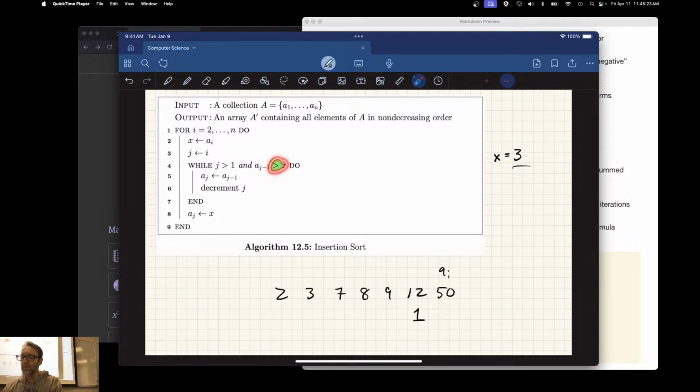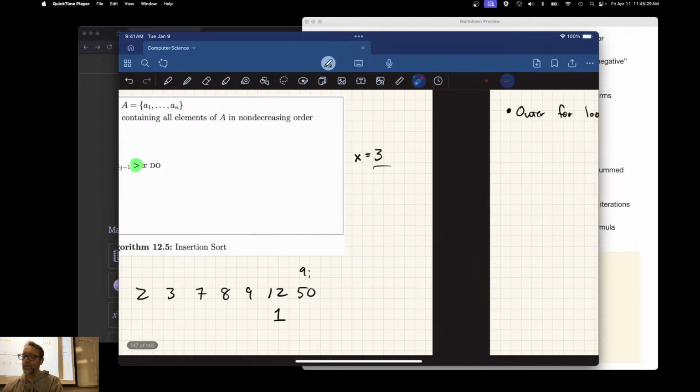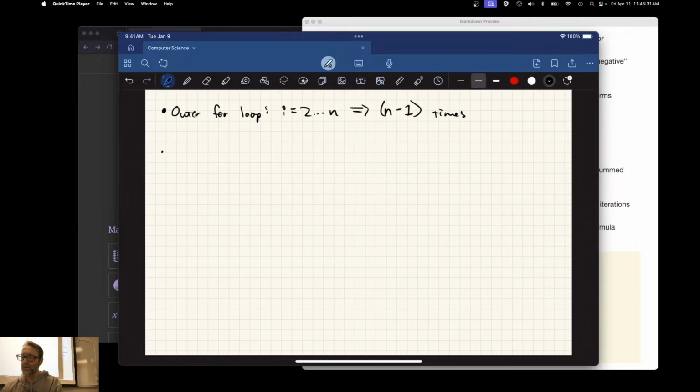Right. So I'm considering that one right there. How many times does this execute before I am able to jump out of this while loop here? Let's consider a couple of cases. The inner while loop. Right. What about the best case? Best case is going to be one comparison.